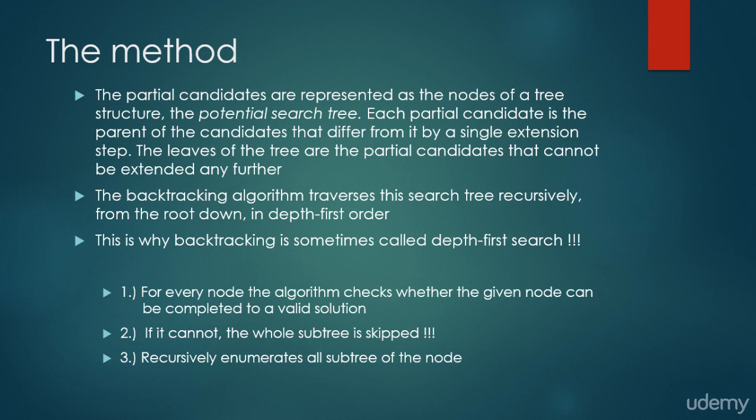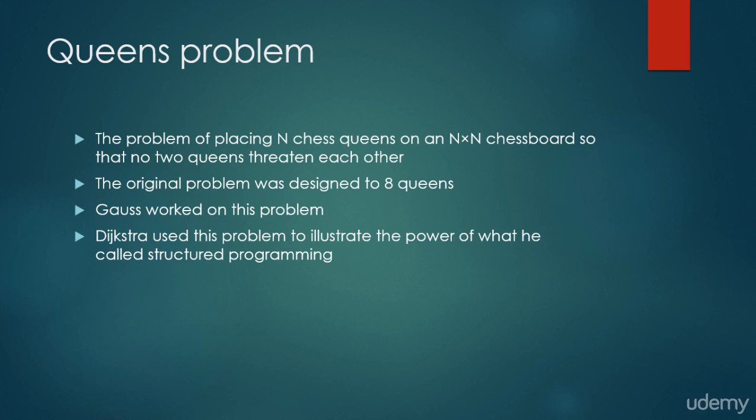For every node, the algorithm checks whether the given node can be completed to a valid solution, and if it cannot, the whole subtree is skipped, recursively eliminating all the subtrees of the node, such as in the queens problem. The queens problem and Sudoku, as I said earlier, rely heavily on backtracking.